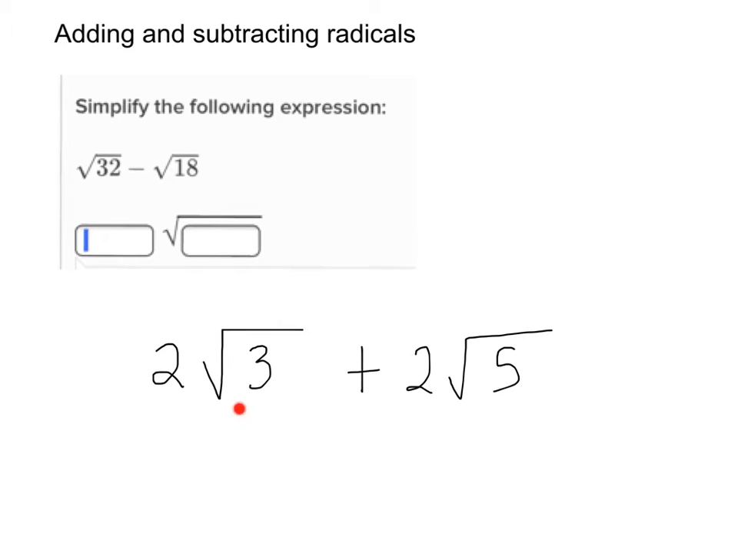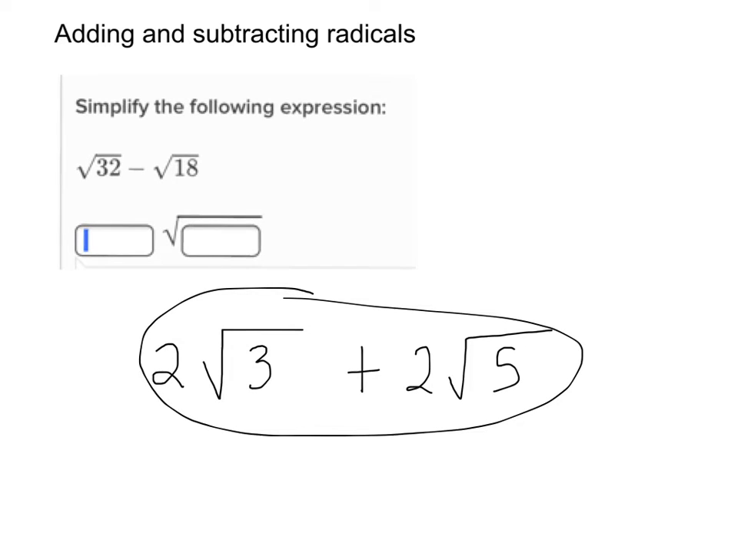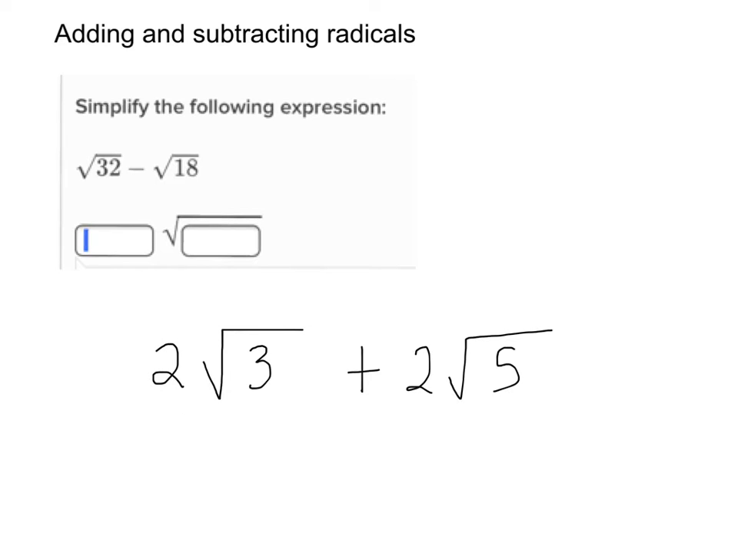And the reason is what's under the radical here is the square root of 3, and what's under the radical here is the square root of 5. And so this is as simple as it gets. I cannot add that. Okay, so let's look at one that you could add.